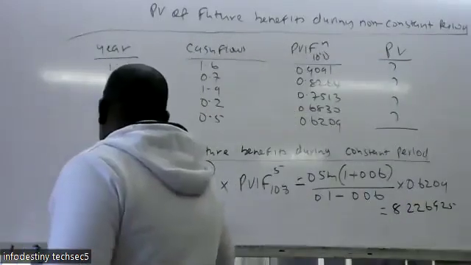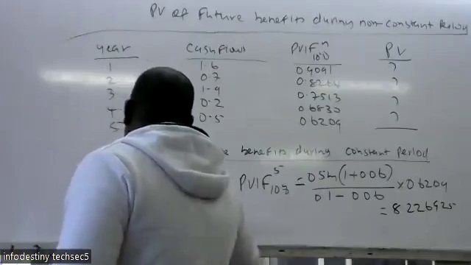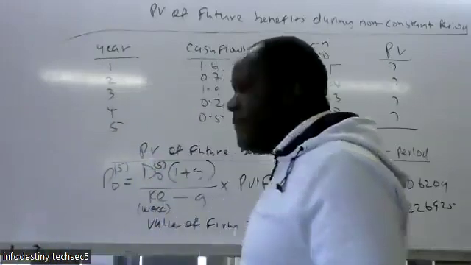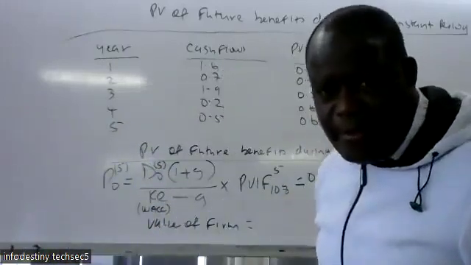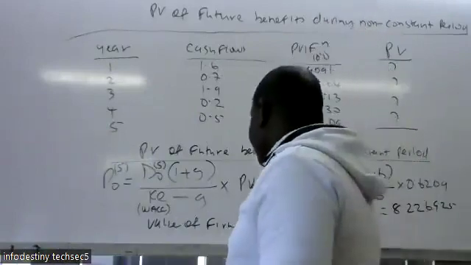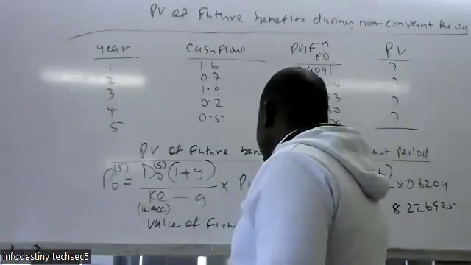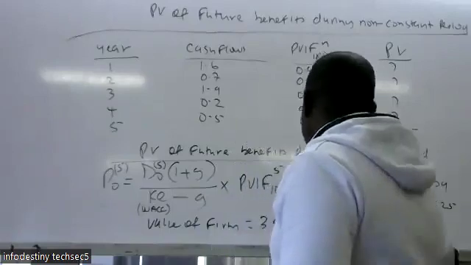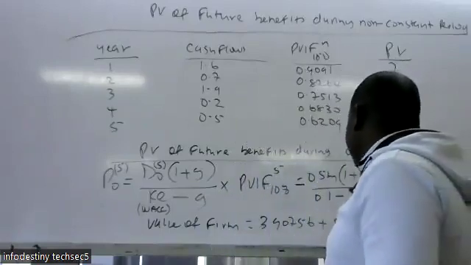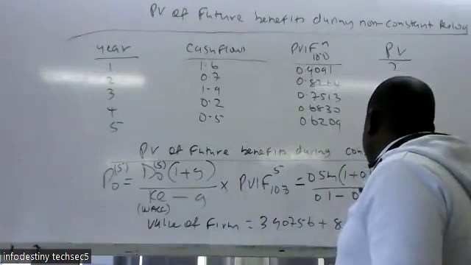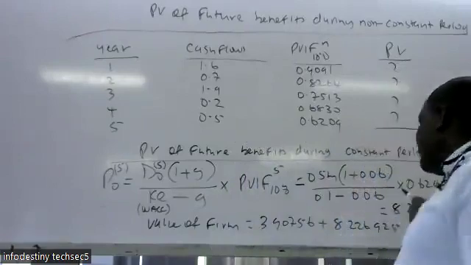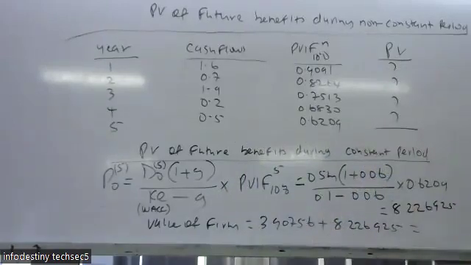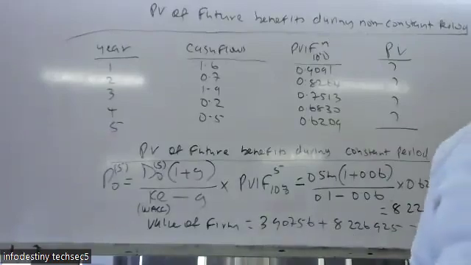So value of the farm. Others told me it is 3.9. Now add. So that is now what should be the value of that farm. That is what should be the value of the farm.